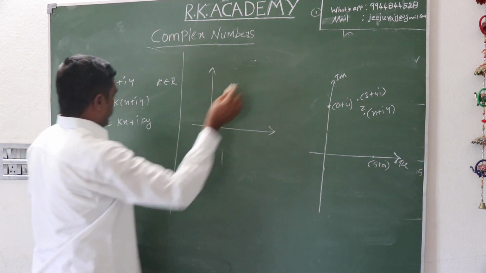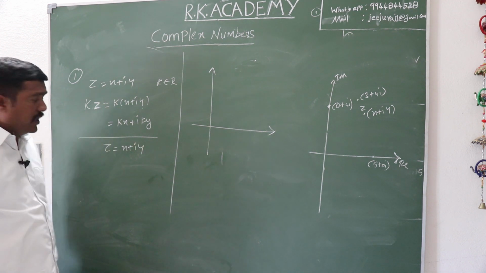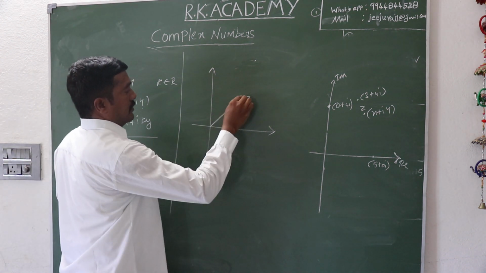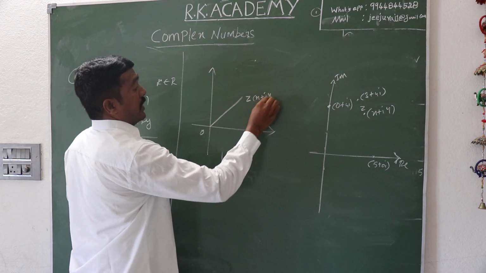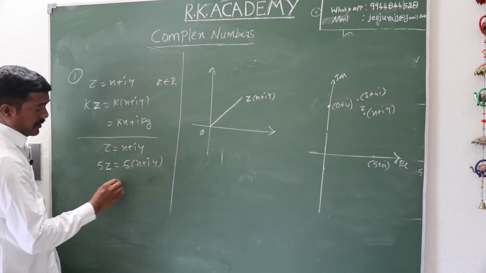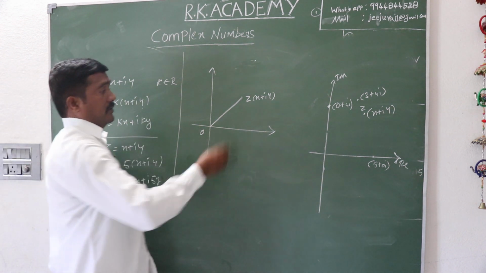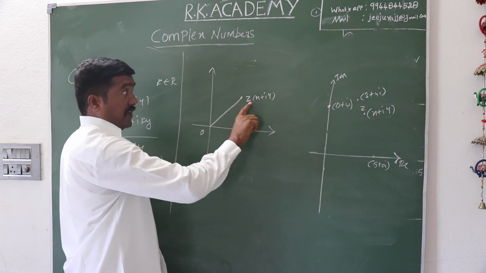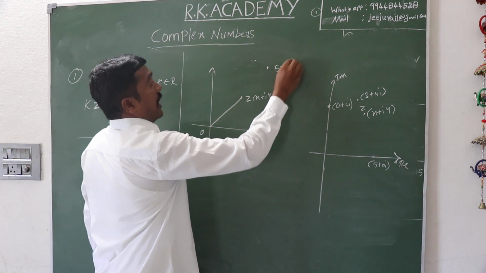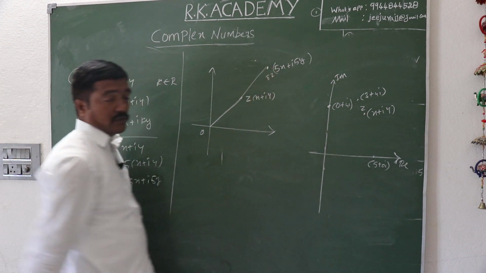How to write 5z? Now what is z? I am taking z as x plus iy. How to write 5z? Now listen. 5 into x plus iy. What will happen? 5x plus i into 5y. So it will expand. So this is 1 comma 1. Now it's 5x and 5y. That is 5 comma 5 somewhere here. So 5x plus i into 5y. So this is called 5z. So it will expand.